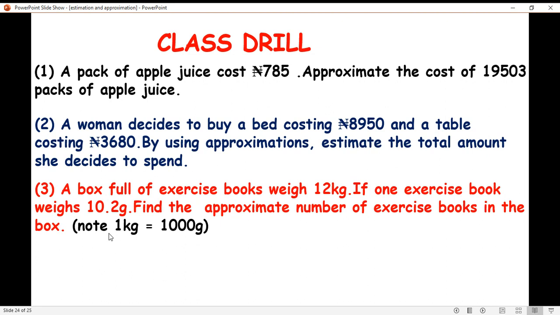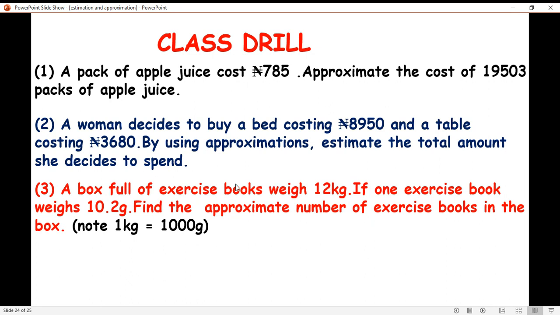Now note, 1 kilogram is equal to 1,000 grams. That means for every 1 kilogram, you get 1,000 grams. The 12 kg is 12 times 1,000 grams, because this 12 kg actually means 12 times 1 kg. And what is 1 kg? 1 kg is 1,000 grams. So 12 times 1,000 grams will give me 12,000 grams.